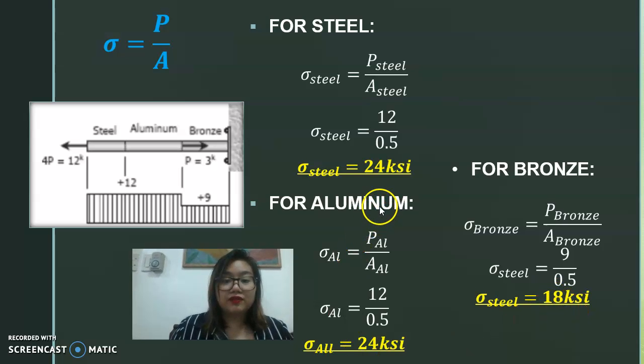So the stresses of steel, aluminum, and bronze would be 24 KSI, 24 KSI, and 18 KSI, correspondingly.